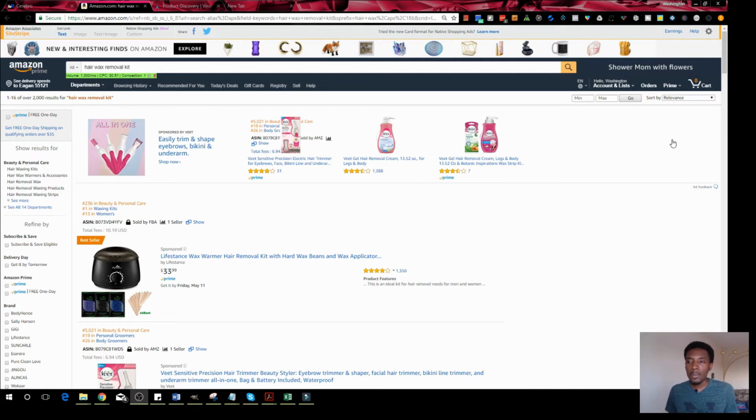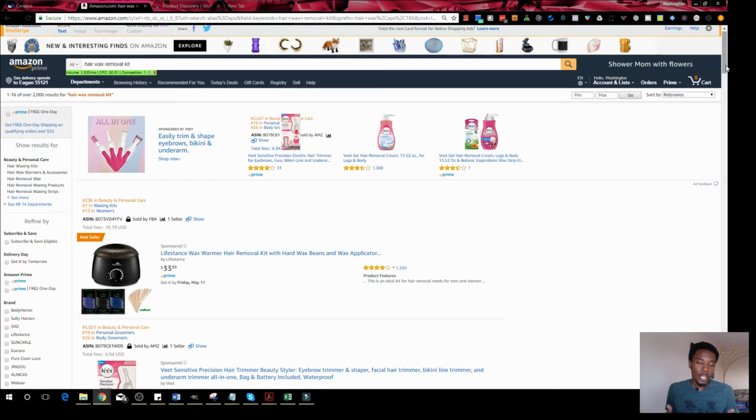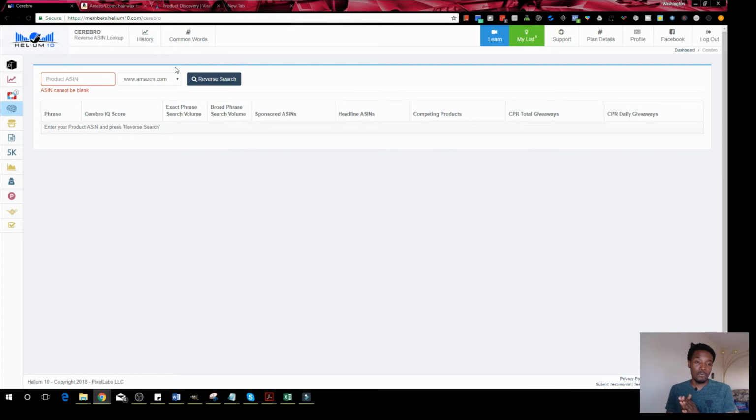product. In the past, there have been other tools out there that people have recommended, like Reverse ASIN, and I think there's some other Chrome extensions that exist out there even today. But I believe the best one that's out there is Helium 10's Cerebro.